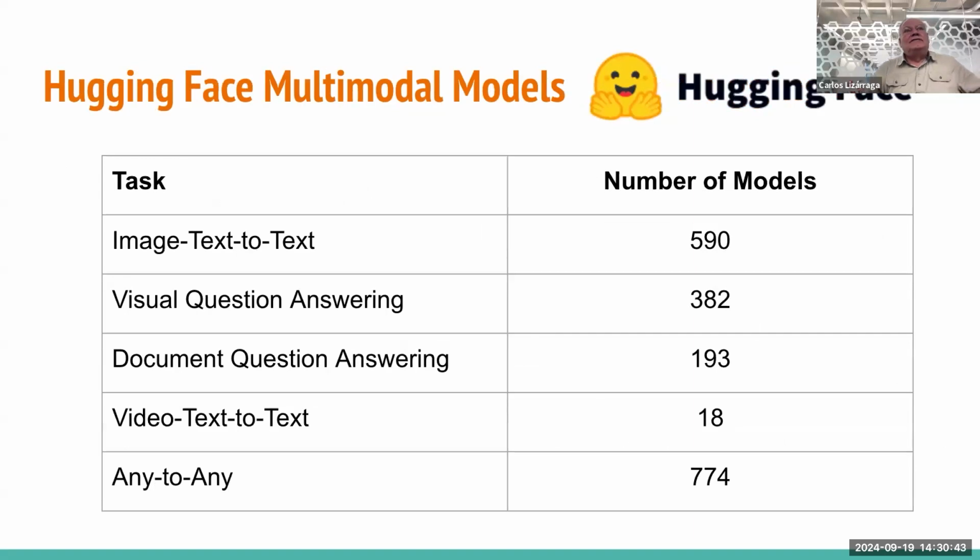If you visit Hugging Face, you will find that there's a large number of models. For example, for image text-to-text, there's about 590 models. For visual question answering, there's 382. I counted last night. Document question answering, 193 models. Video text-to-text, 18 models. And any-to-any mode, about 775 models.